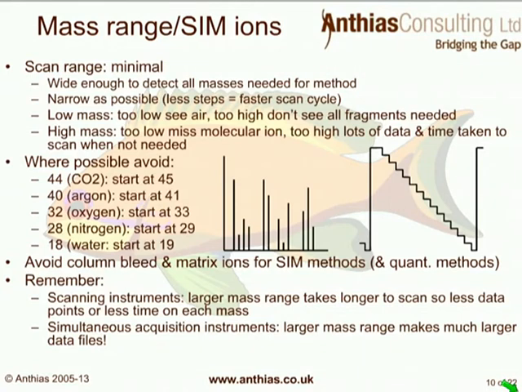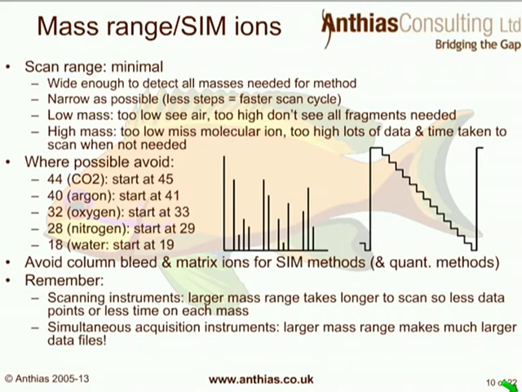If we need to start lower still because we're looking at very volatile compounds, we could try and avoid the oxygen peak at 32, so we could start at 33. Lower again, we want to certainly avoid the nitrogen peak at 28, so we could be starting at 29. This is particularly important if we want to analyze something like methanol, where a key ion is 31. And even if we want to go lower still, trying to avoid the water peak at 18, we could start at 19. We also want to try and avoid the column bleed and matrix ions for SIM methods, where we're choosing individual ions. We don't want to be choosing ions which are in our background.